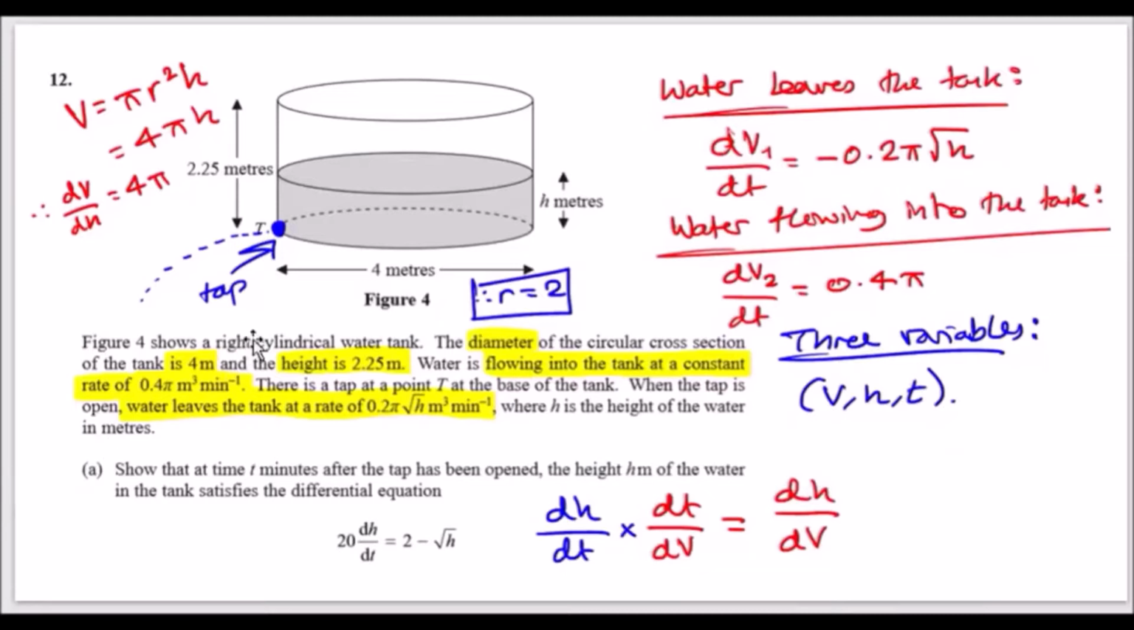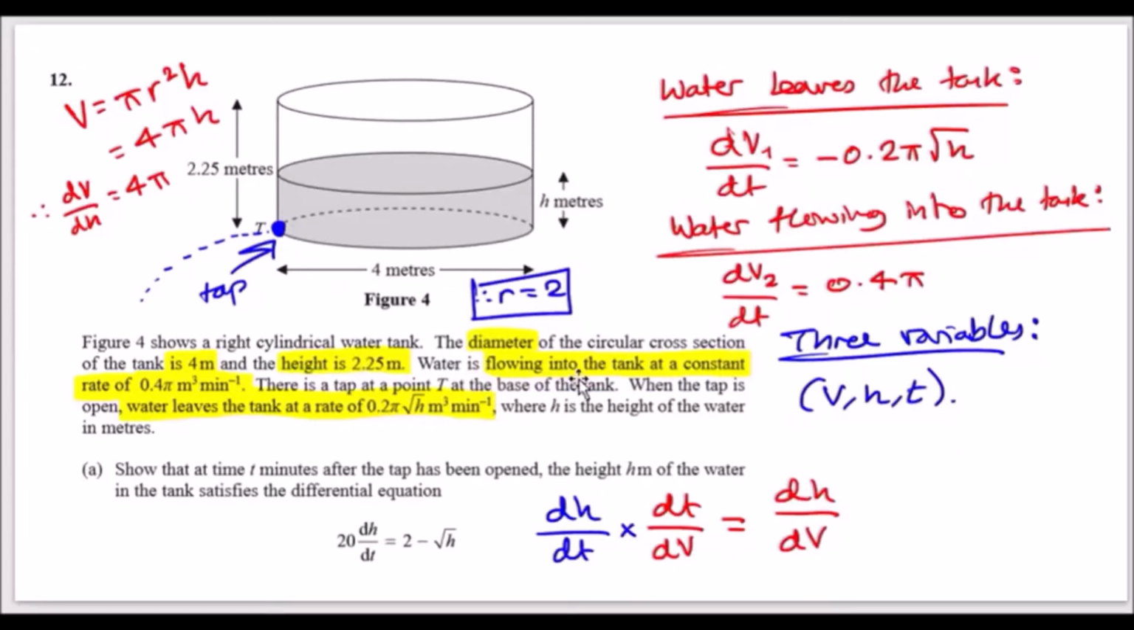So figure 4 shows a right cylindrical water tank, so in the form of a cylinder. That's why I wrote the volume of a cylinder over here just in case. The diameter of the circular cross section of the tank is 4 meters, so that's the diameter, meaning the radius is half of that, 2. It also has a vertical height of 2.25 for the whole tank, whereas the water so far up the tank after a certain time is h.